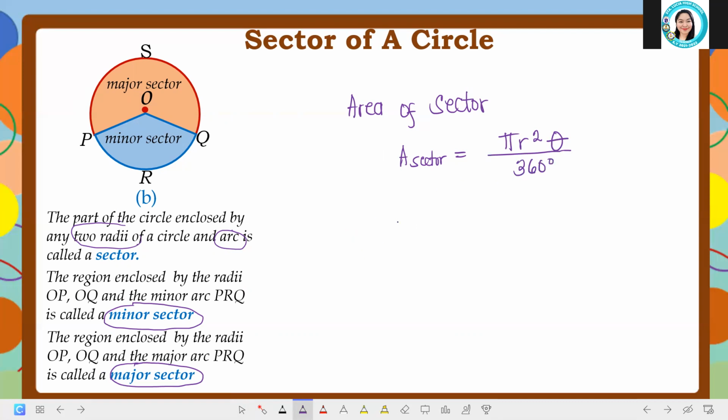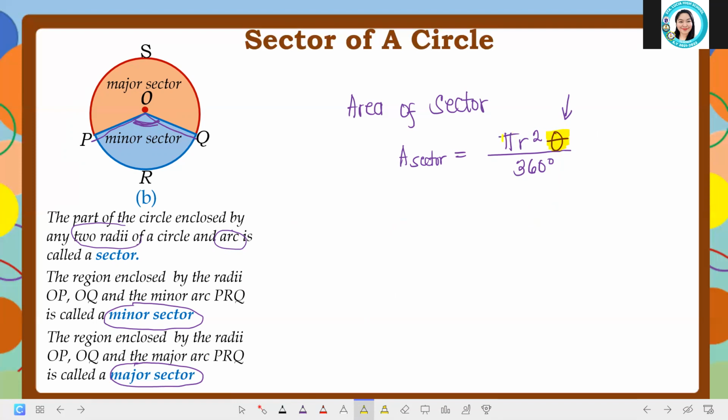Imagine that you have a pizza, no? Tapos, ito yung nakain mo dun sa pizza. Paano makuha yung area niyan? Kailangan kunin mo kung ano yung angle niyan. Gaano ba kalaki yung buka niya? Gaano kalaki yung angle? That angle is what we represent as theta. Yung theta na nakikita niyo dito is the measure of the angle.